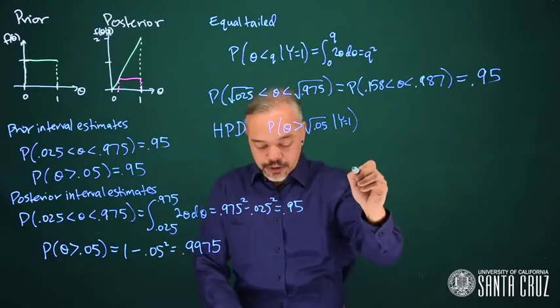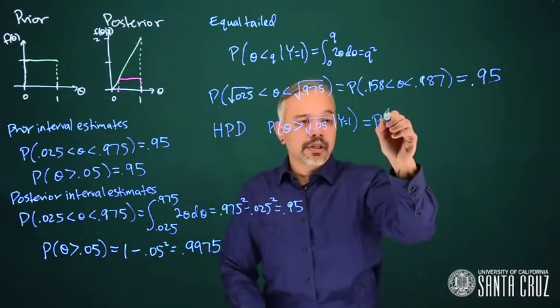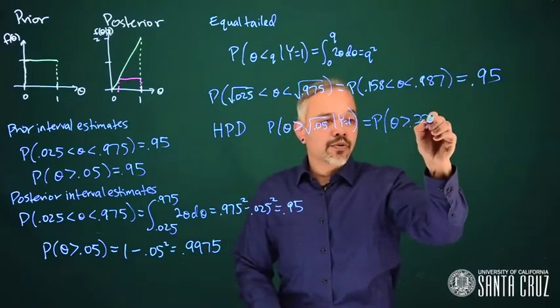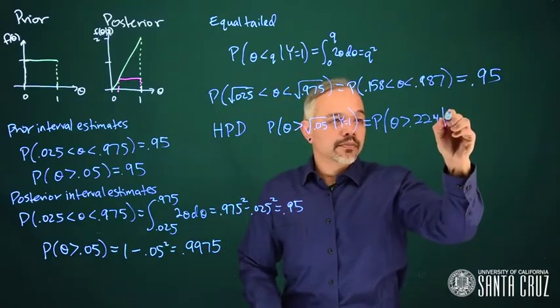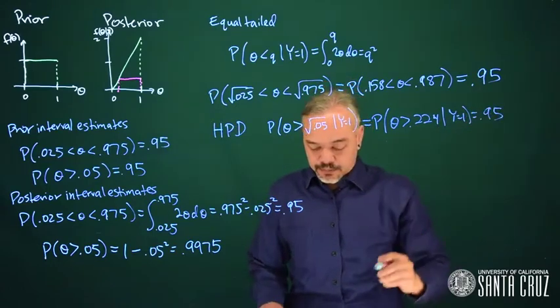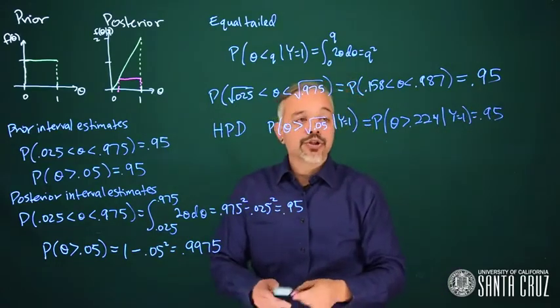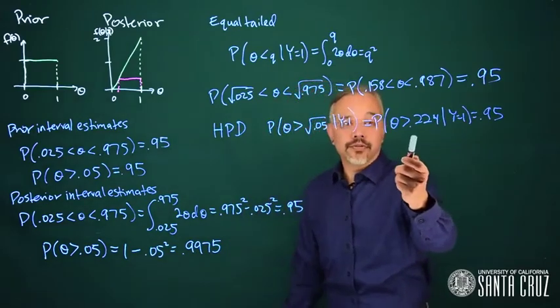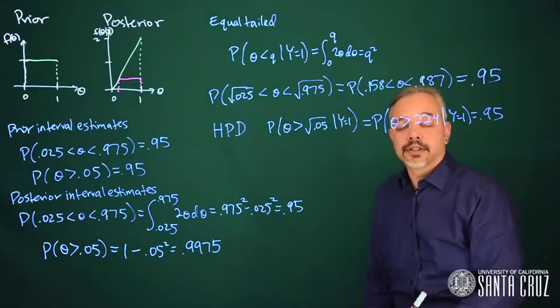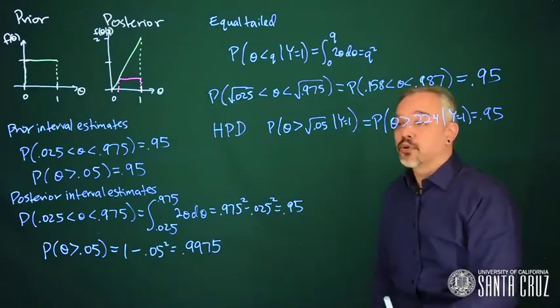I should write that this is a posterior. And so we can say the probability theta is greater than 0.224 is 0.95. So this is the shortest possible interval that under the posterior has probability 0.95. It's theta going from 0.224 up to 1.